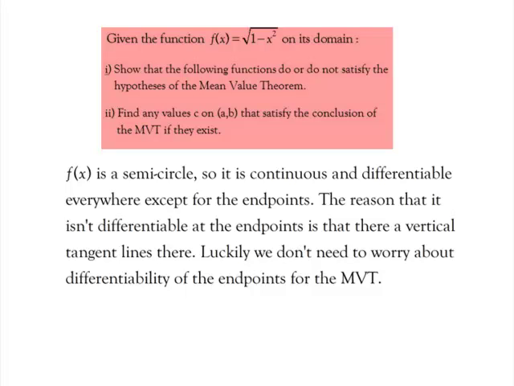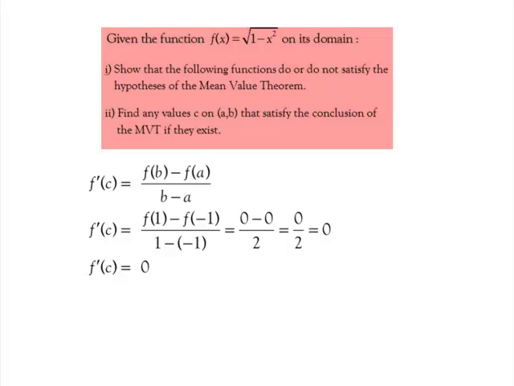Now, our third example, we have a semicircle. So it's going to be continuous and differentiable everywhere except for the endpoints, because at the endpoints you have vertical tangent lines. But luckily we don't need to worry about the differentiability of the endpoints with the mean value theorem.